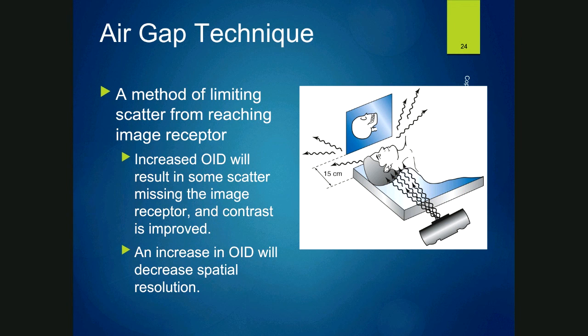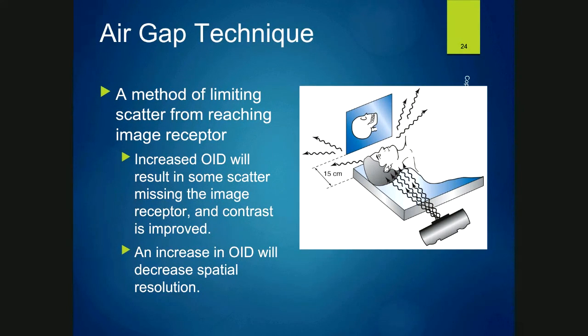Okay. So in that kind of situation, when you don't have a grid but you need a grid, you can use what's called the air gap technique. An air gap technique is basically you're just putting space. You're using an increased OID, which of course is going to increase your magnification, because remember, you're sitting over your SOD.